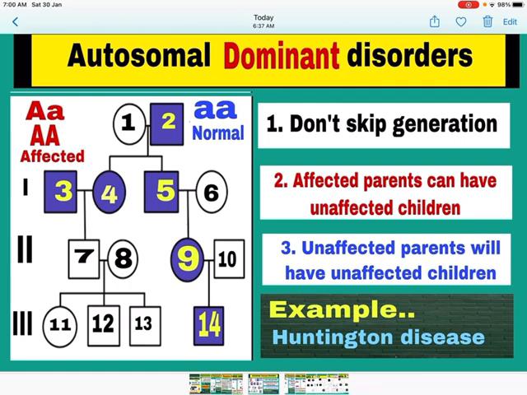Next, see unaffected parents, number 7 and number 8. They have all their children, number 11, number 12, number 13, all children not affected. This is how you can identify autosomal dominant disorder. An example of this disorder is Huntington disease.